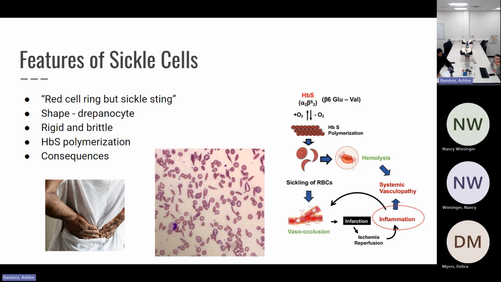Unlike the smooth disc-like shape of healthy red cells, sickle cells are more elongated and crescent-shaped, and this type of red cell is known as a drepanocyte. The sickle red cells have increased rigidity, which makes them less flexible compared to the healthy counterparts, and this disrupts the smooth flow of blood through the vessels. Because of this abnormal shape, the sickle cells have a decreased lifespan compared to normal red blood cells, about 10 to 20 days.